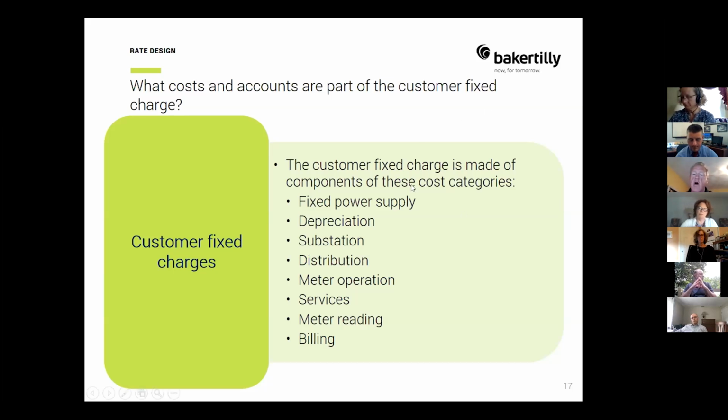Well, the fixed power supply cost would be something that lends itself to a fixed customer demand charge. And the rest of these expenses, so depreciation, substation, distribution, meter operation, services, meter reading, and billing, have a fixed cost component that you can argue should belong in the customer fixed charge.